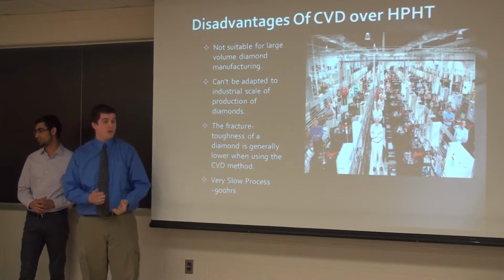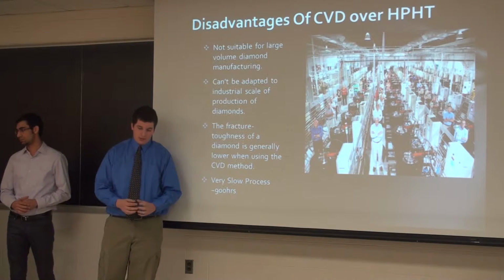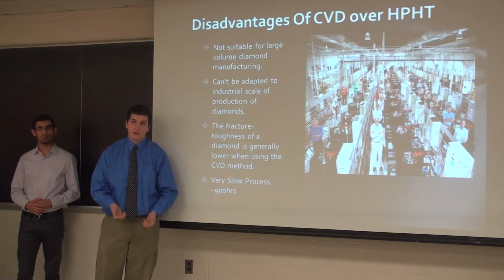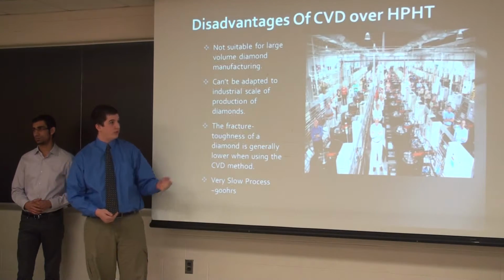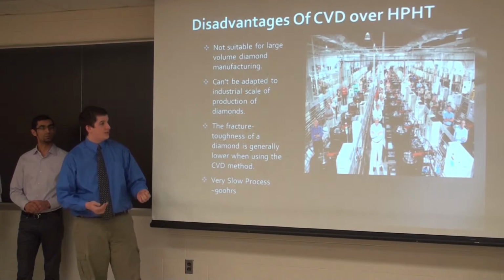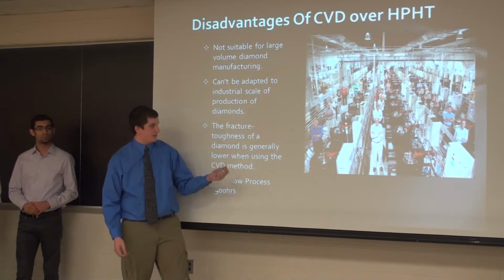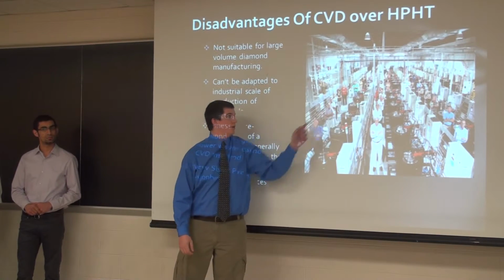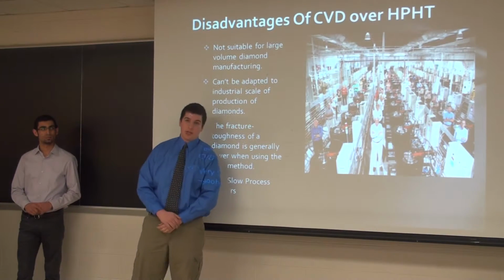But it does have some disadvantages. If you want to make a big honking diamond to maybe go on jewelry or a ring, you probably want to look more towards high pressure and high temperature, just because it's industrially scalable. This is a company out in Denmark, and you can see each one of these is a high pressure, high temperature diamond growing station.